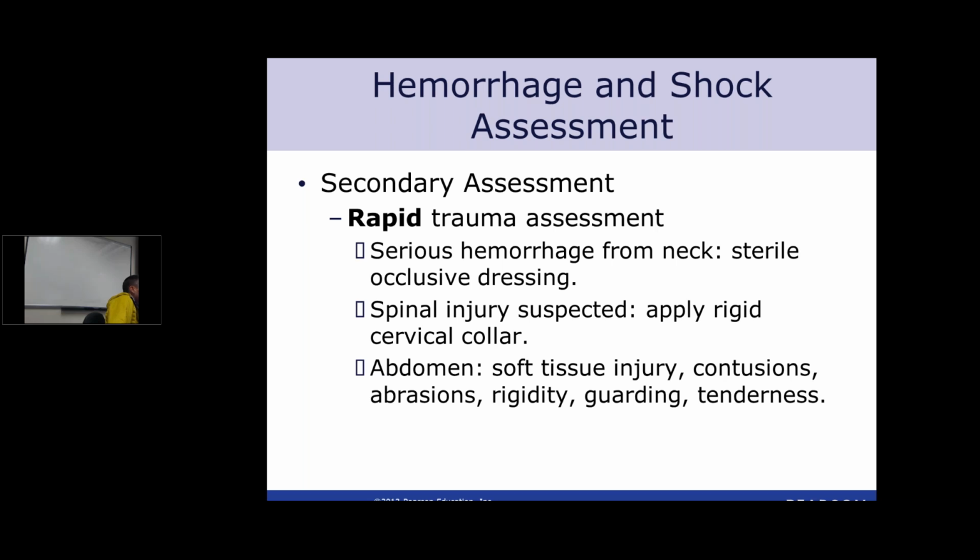If you've got bruising on the flanks, both sides, do you know what sign that's called? It's called the Gray-Turner sign, and that's generally bleeding like splenic rupture, pancreatic injury, but internal bleeding as well. So look for those signs on the abdomen.